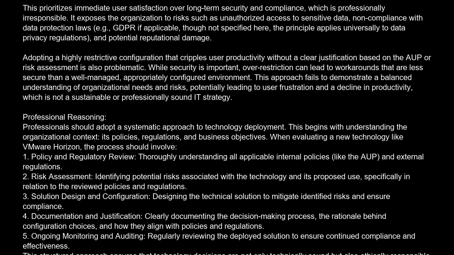4. Documentation and justification, clearly documenting the decision-making process, the rationale behind configuration choices, and how they align with policies and regulations. 5. Ongoing monitoring and auditing, regularly reviewing the deployed solution to ensure continued compliance and effectiveness. This structured approach ensures that technology decisions are not only technically sound, but also ethically responsible and legally compliant.